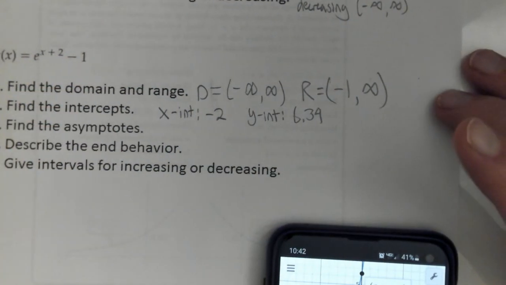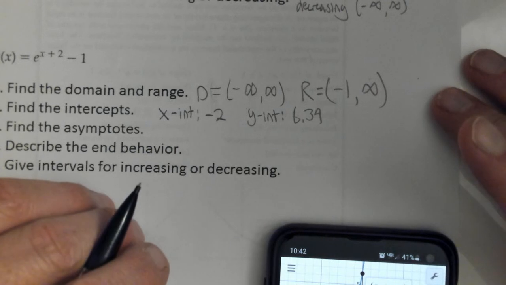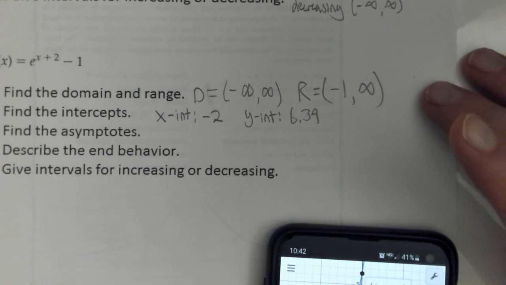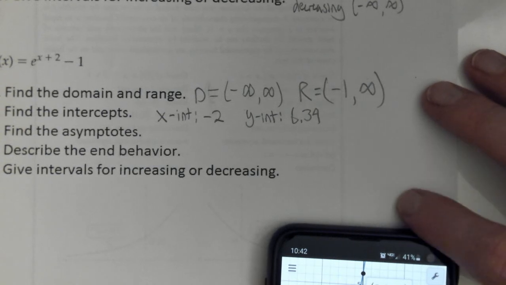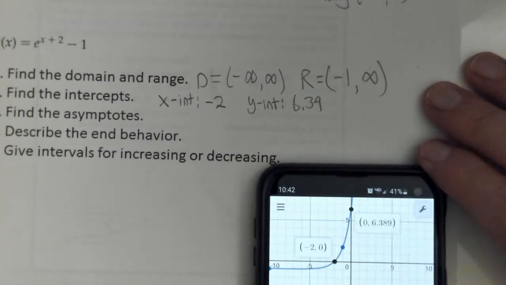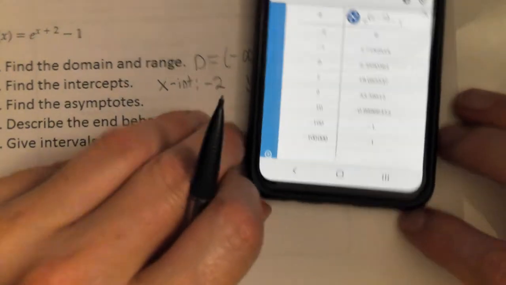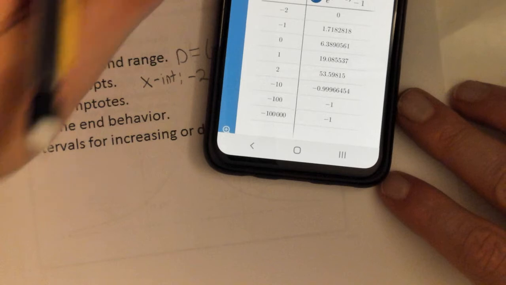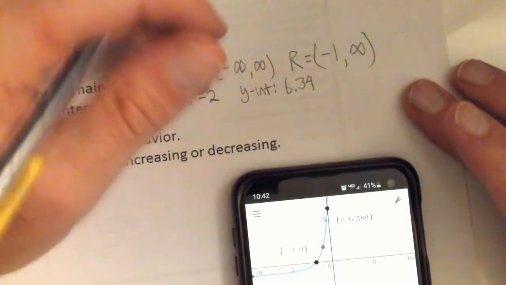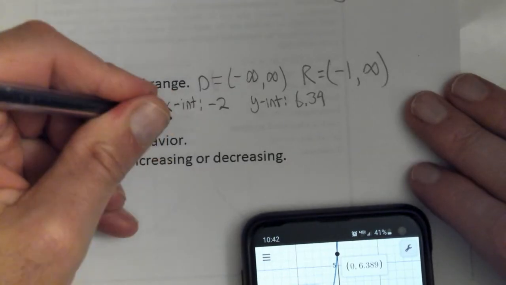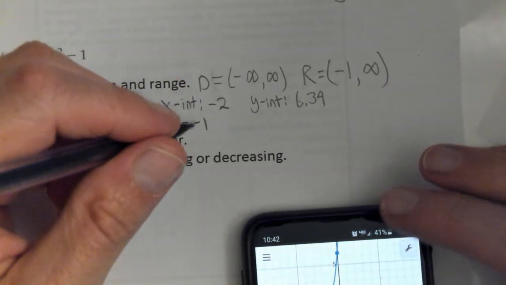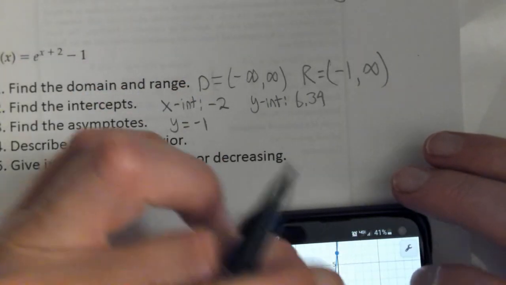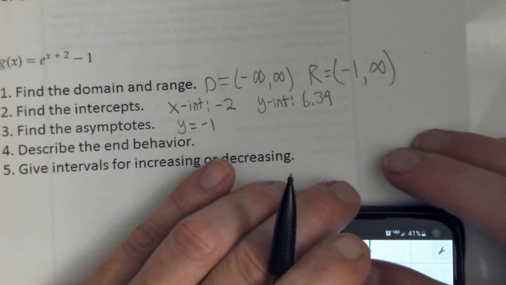Next we need the asymptotes, and of course the asymptote here that we're going to be looking at is going to be y equals some number, and once again it's going to be y equals what that graph is approaching. From the table we can already tell what that is. It's -1, and so y equals -1. That is the horizontal asymptote here. Alright, so there we go.